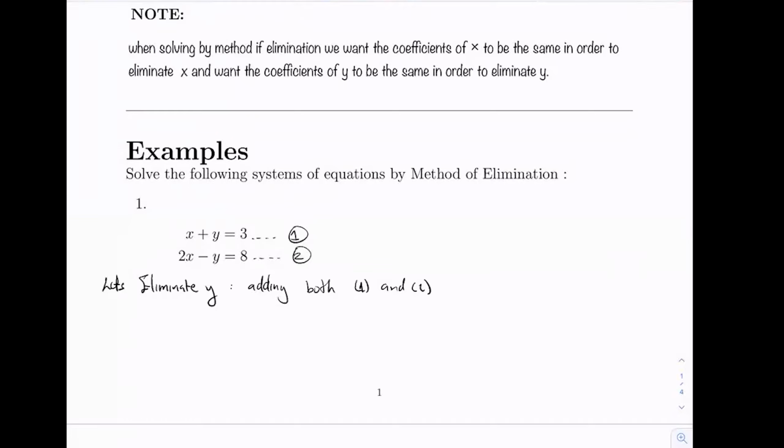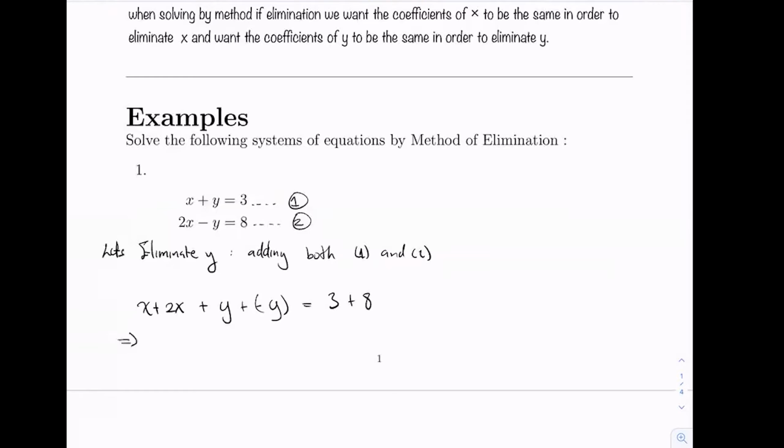If I add the terms in X here, we have X plus 2X because I'm adding both equation number 1 and 2. So X plus 2X is equal to 3X. So let's put that down. And I'm adding Y plus a -Y equals 3 plus 8. If I simplify this, this gives me 3X plus 0 is equal to 11, which means I can transpose for X, which means X is equal to 11 divided by 3. Thus, we have eliminated Y and we have allowed ourselves to solve for X.